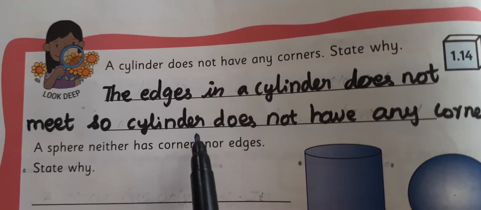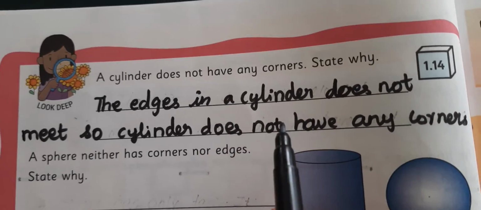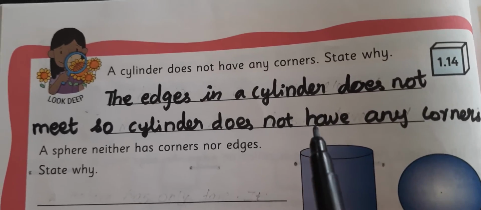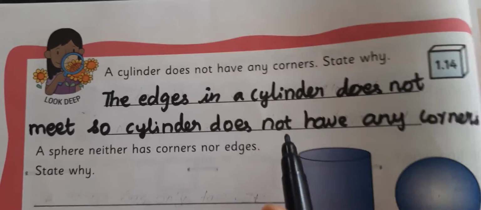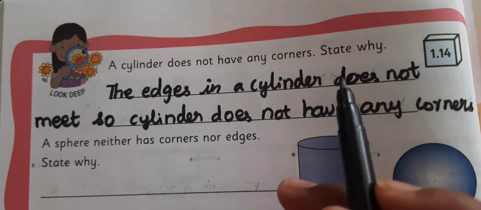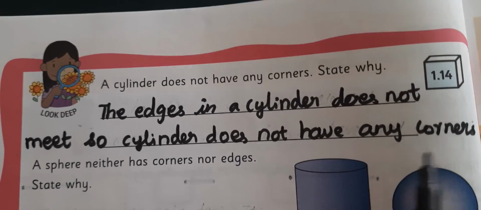So the cylinder does not have a corner. This is the reason. The cylinder has a curved surface, not straight edges. Curved edges do not meet at one point. So this is the reason the cylinder does not have a corner.